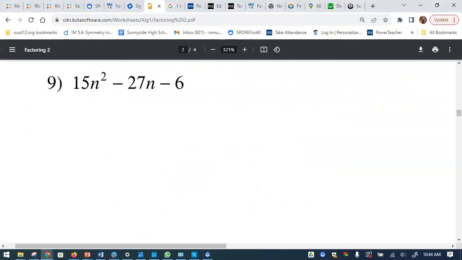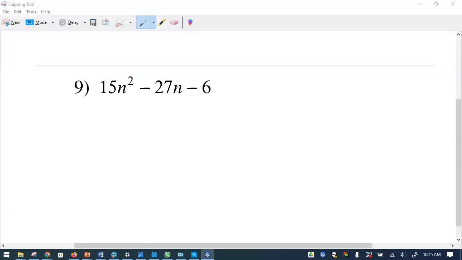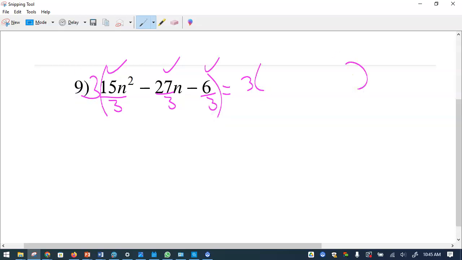For this kind of problem, before you work it out, check if there is any number that divides all of the terms, and you can see that 3 divides them. So I'm going to divide by 3, and when you divide by 3, you also have to multiply, right? You just cannot only divide. What stays is: 3 divides 15 five times, so you remain with 5n square. 3 divides 27 nine times, so minus 9n, and 3 divides 6 two times, so minus 2.